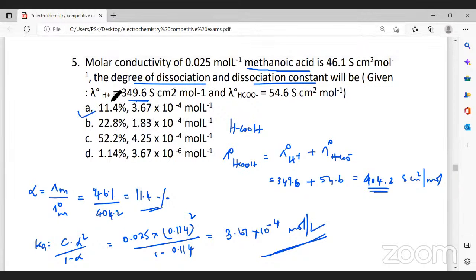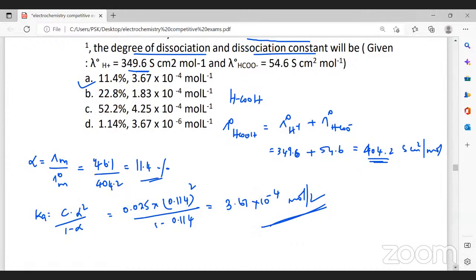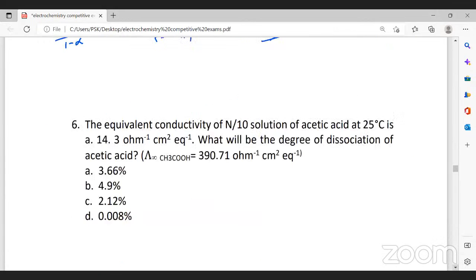Just go through this problem. If you have any clarification, you can ask. Any confusion with this problem? No? No, sir. Yes, sir.